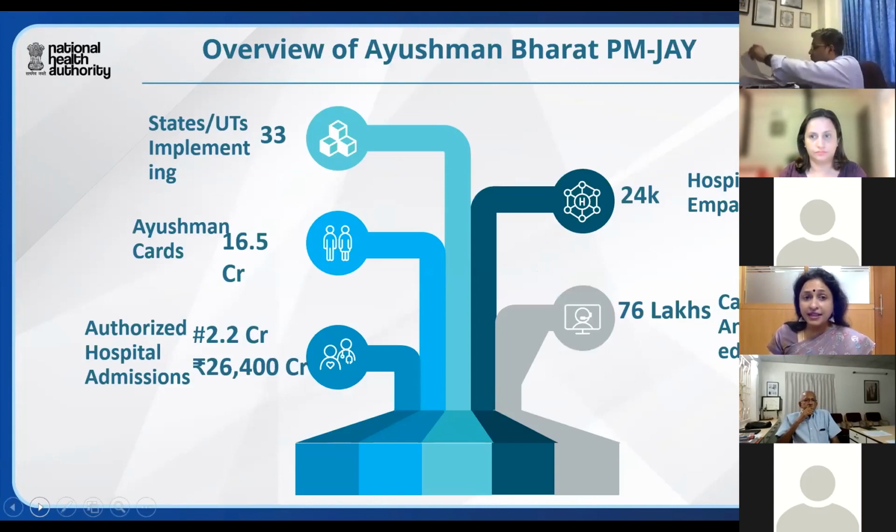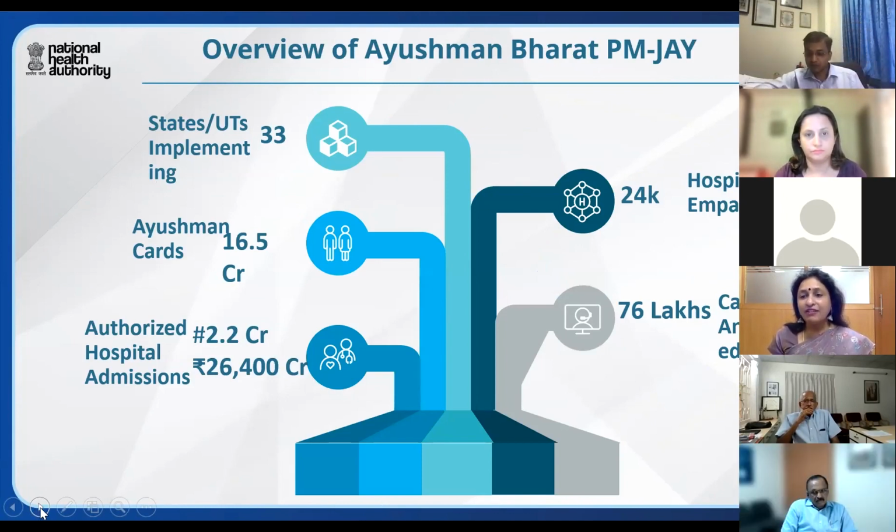Again, 33 states we are implementing. There are still 4 states who are not yet part of our program. We have around 24,000 hospitals empaneled, with more than 50% of public hospitals also in the scheme.